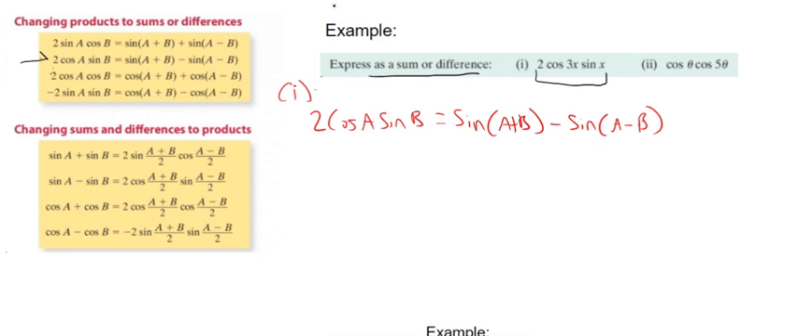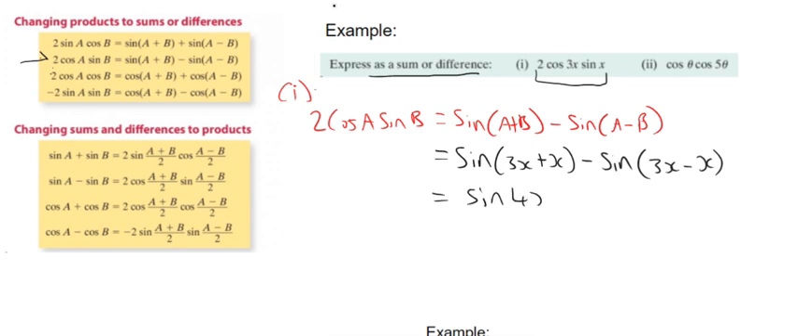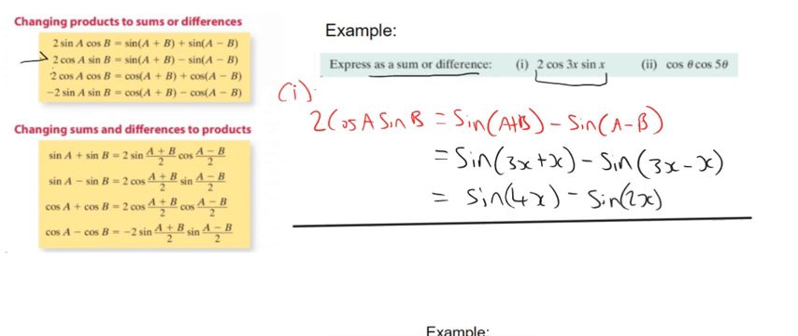So with this one then, it'll be sin, so we said A is 3x, so it'll be 3x plus B, which is the x, minus sin of 3x minus x. So we're just replacing A and B with 3x and x, so we get sin 4x minus sin 2x. So then we have expressed it now as a sum or a difference, so it's a difference, sin 4x minus sin 2x. So that's the first one.